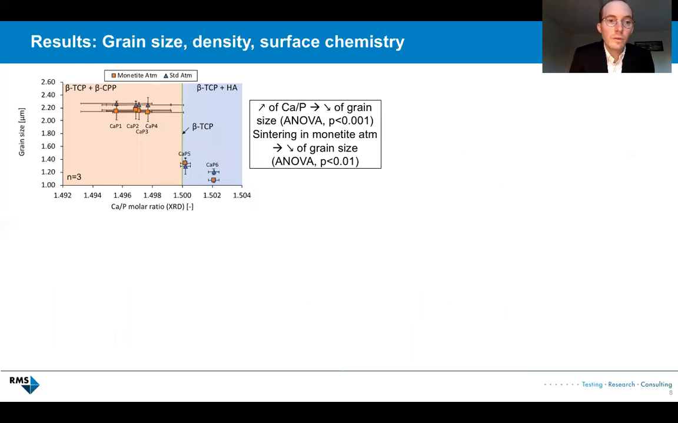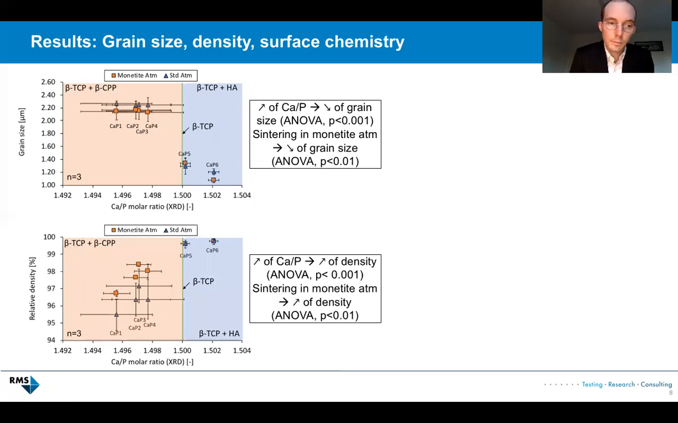Concerning now the results, we can see the grain size as a function of the bulk calcium over phosphate molar ratio measured by X-ray diffraction. What we can see is that by increasing the calcium over phosphate molar ratio, we significantly reduce the size of the grains, and also that sintering in a monetite-rich atmosphere significantly reduces the size of the grains.